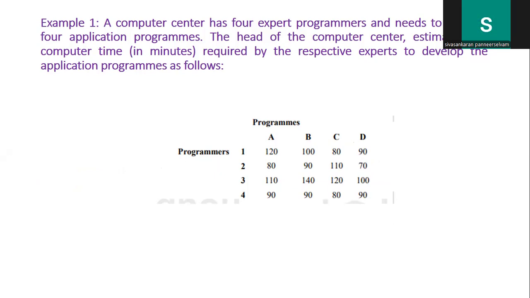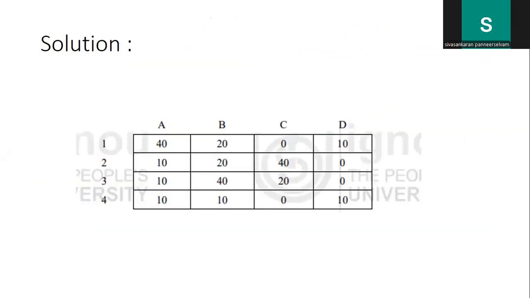Last row, fourth row, minimum value is 80. So subtract 80 from the 90. 90 minus 80, then 80 minus 80, then 90 minus 80. So you will get these values 10, 10, 0, 10. So these are the new revised resultant matrix after identifying the row minimum and subtracting the row minimum from the existing values in the corresponding row.